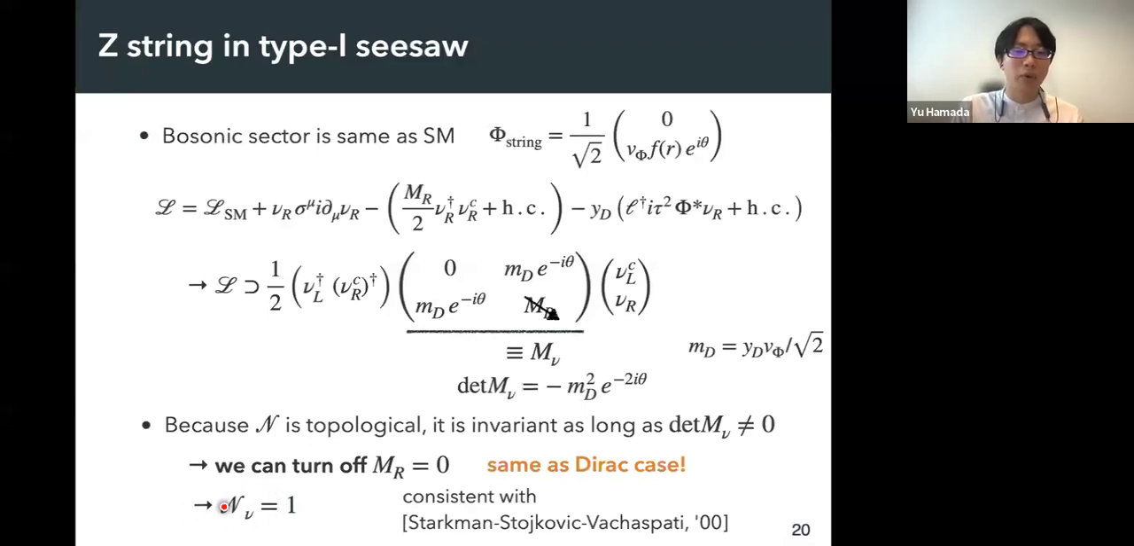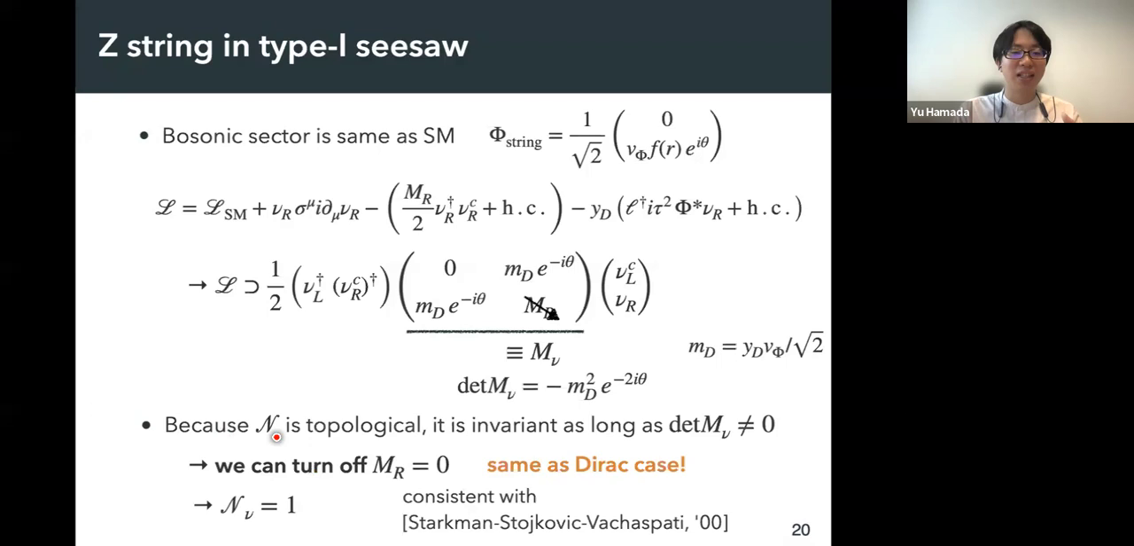So the topological invariant is just one. This means that we get a single Weyl fermion from the Dirac fermion. And actually, this is also consistent with the previous works given by these people. But we don't have to solve any Dirac equation.